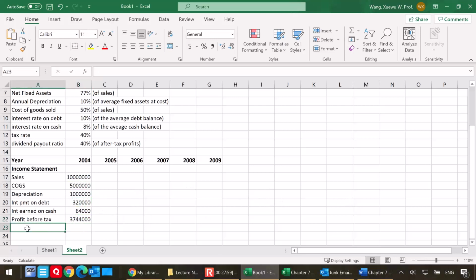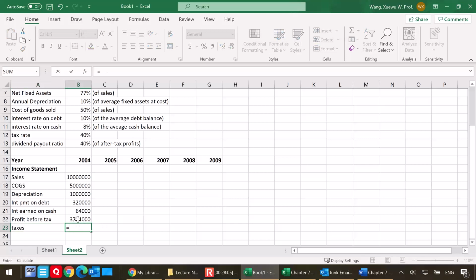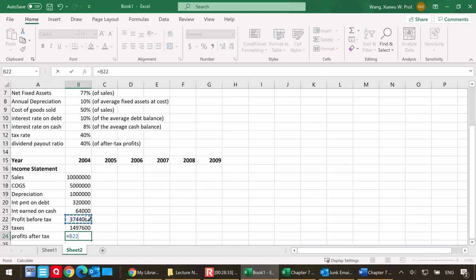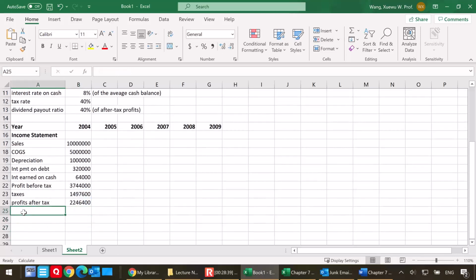Okay, and now you can actually pay taxes, 40%. So I'm just going to do these 3.74 million times the tax rate, which is the 40% here. I'm going to lock down this, for whatever reason. Maybe I want to copy across. So the tax you're paying is actually $1.49 million. And so now you can calculate the profit after tax, which is the profit before tax minus tax. So that's actually $2.24 million.